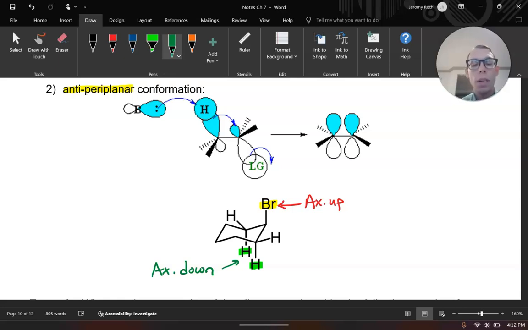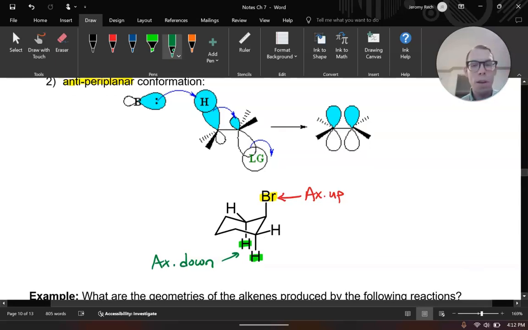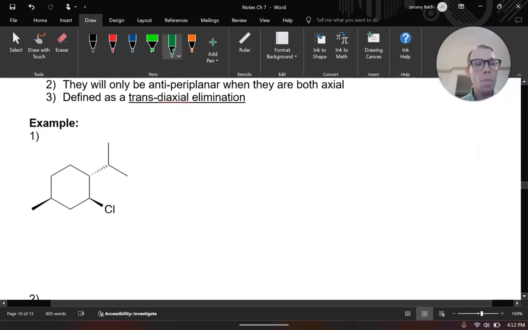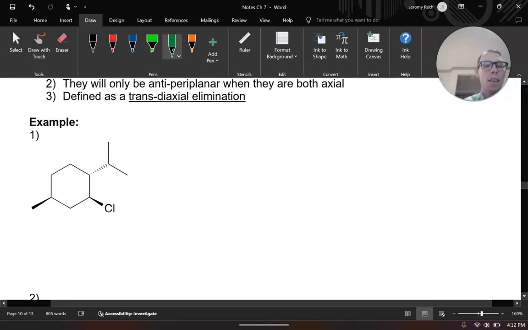If we were going to do an elimination on this structure, you would only abstract one of those two highlighted hydrogens, and you would not be able to abstract either of the equatorial ups that exist on that structure. You can see a really interesting structure, and we're going to draw an example right now. So let me scroll down to that. Let's consider this structure here.